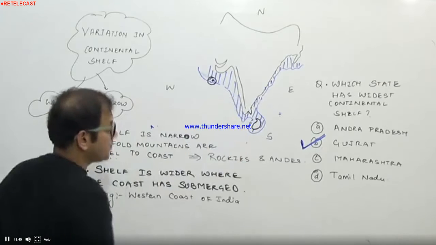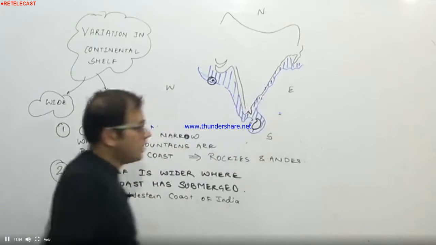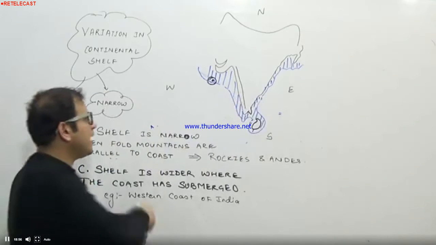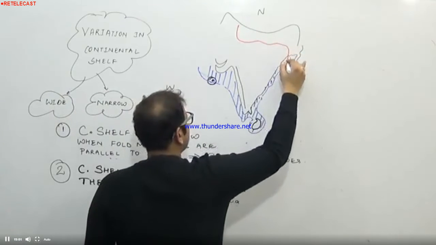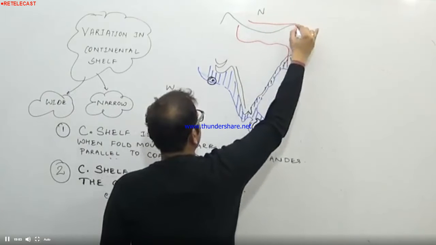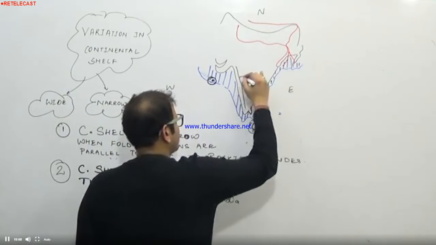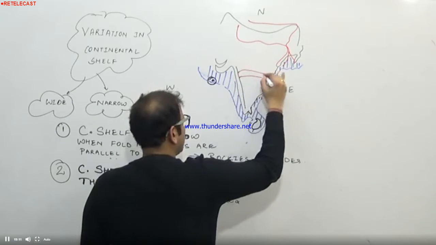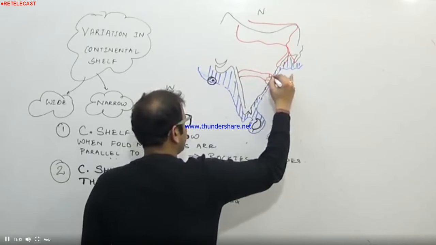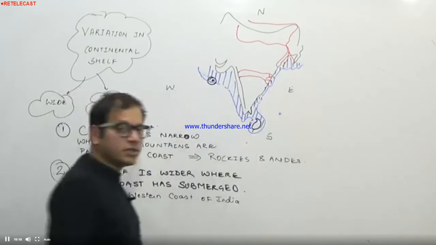Now the third is, if we look at the coast around the West Bengal region, this is river Ganga, this is river Brahmaputra. They meet and then they form the largest delta in the world. This is river Krishna, this is river Godavari. They also form a delta. So here the continental shelf is wide, and here the continental shelf is wide.